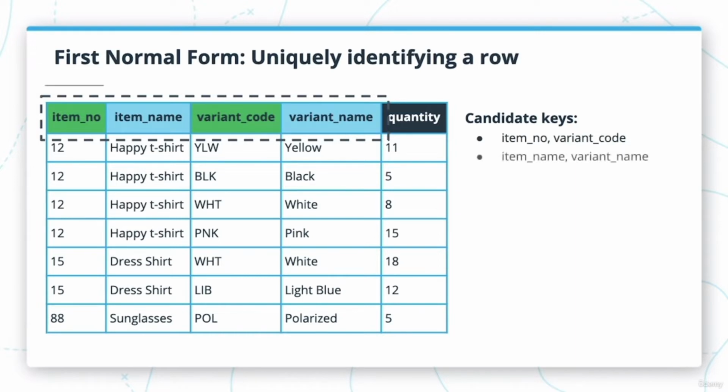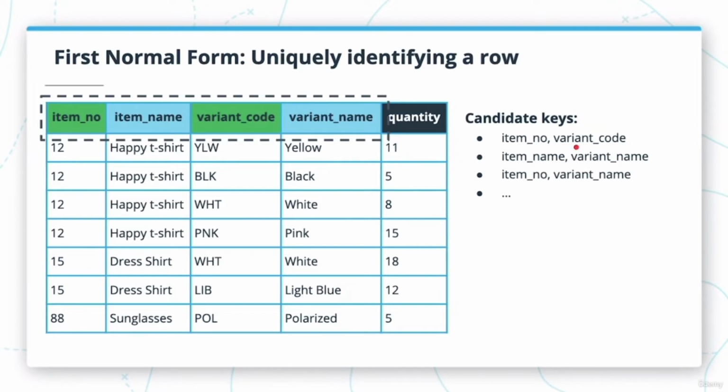There is another combination that we can use to uniquely identify each row in this data set, which is the item name and the variant name. And we can also mix them up. We could use the item number and the variant name, and so on and so on. The important thing is that we actually have a bunch of different candidate keys, or sets of columns, that we can use to uniquely identify this data set.